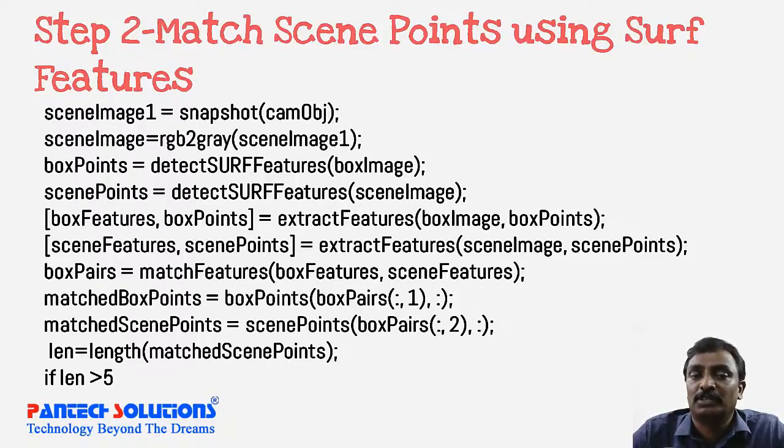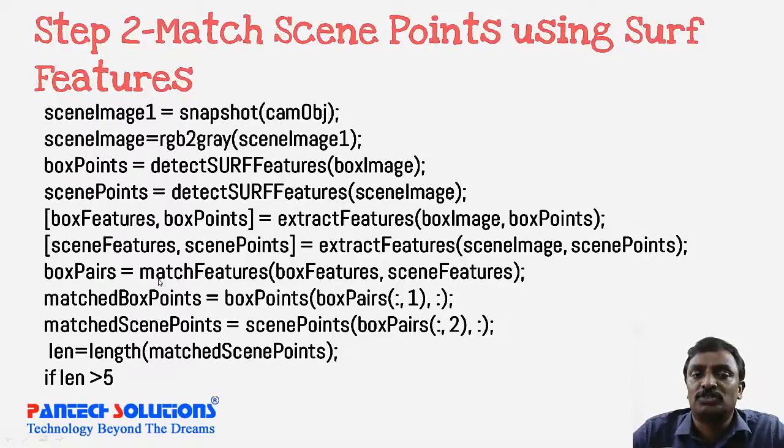Okay, which has to be repeated for each and every frame. So I will repeat the same code again. Get the snapshot from the camera, convert to grayscale, detect the features of the camera as well as the target image. Extract the features from the target box, extract the features for both the camera as well as the target. Okay, you will get the box features as well as the scene features.